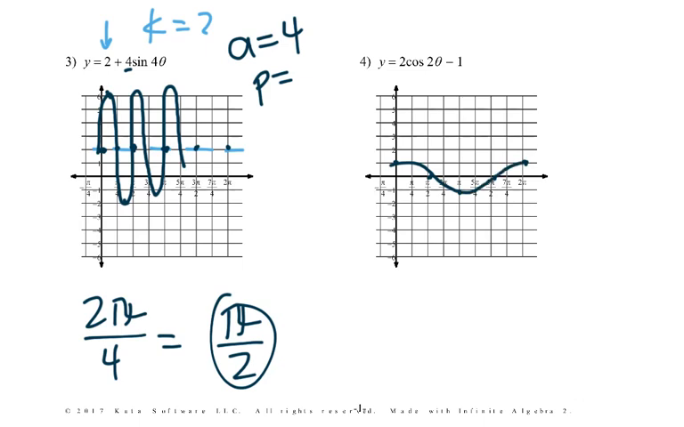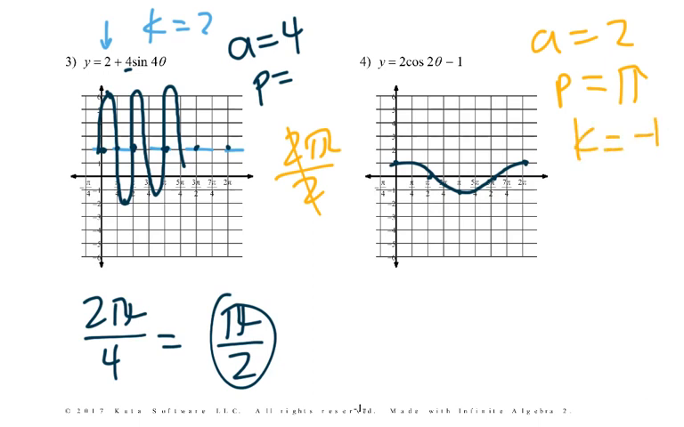Okay, so ours, we have an amplitude of 2, so we're bumping up 2 higher. Our period would be 2 pi over 2, which would just be pi. So we're going to start and end in half the time, and a midline of negative 1. So we drop it down negative 1.